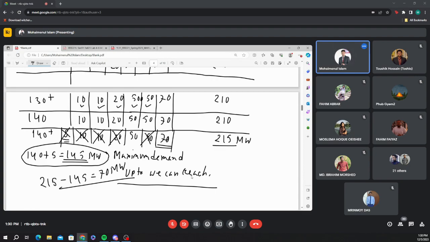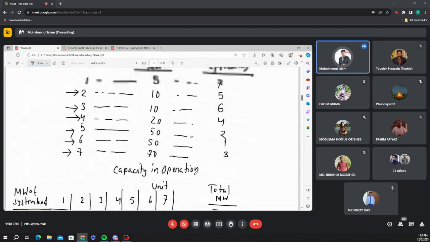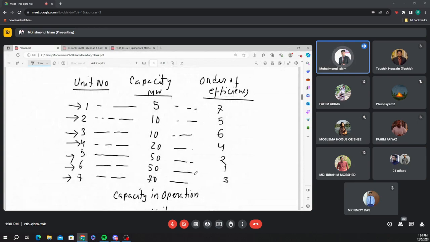So we are not providing the 215 megawatt into the system or into the load. Rather, we kept 145 megawatt as protected demand. We protect the demand by using 6 generators, and 1 generator is protecting my whole plant. So that is the main objective of capacity scheduling.